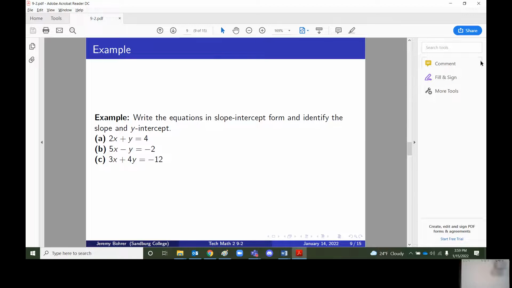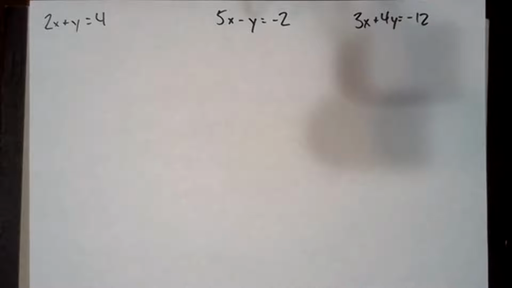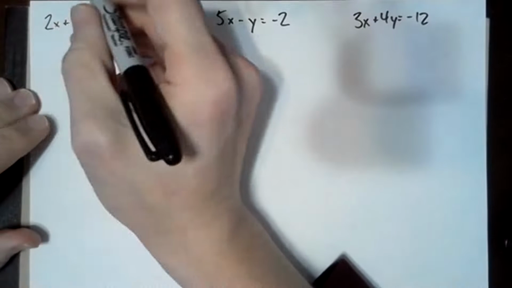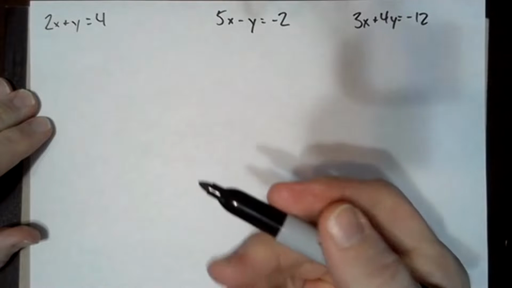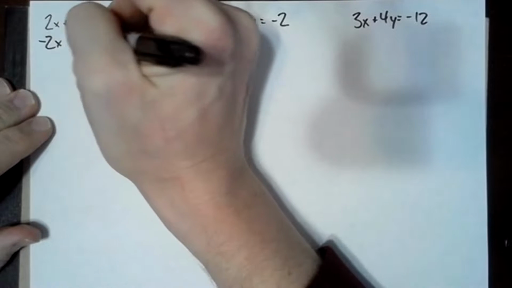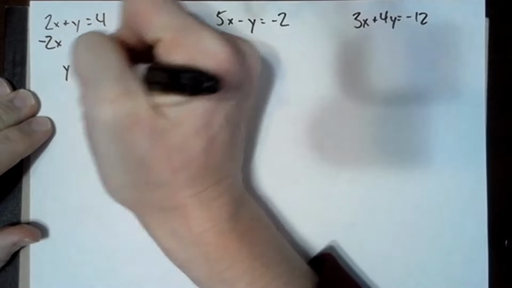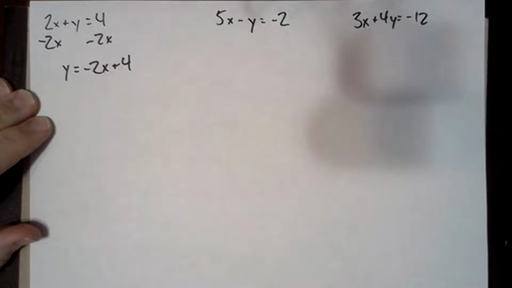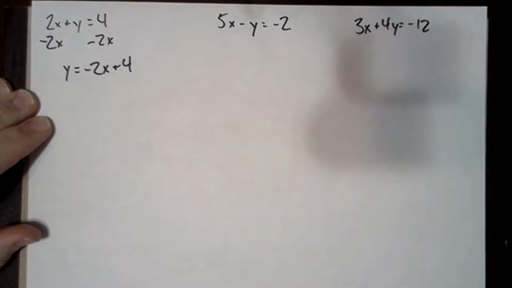We're just going to start with the first one. Let's go over to my paper and we'll start writing these out. So if we've got 2x plus y equals 4, we just want to solve this for y. So that means I'm going to subtract 2x from both sides of the equation and get y equals -2x plus 4. Once we've got this, we can easily identify the slope and the y-intercept.